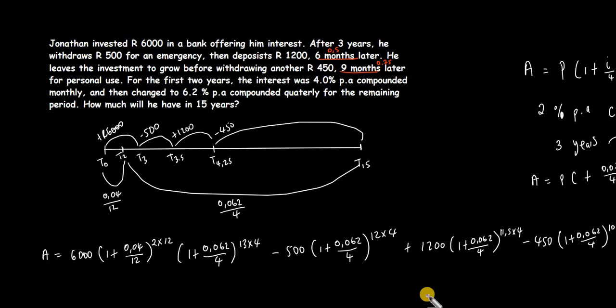And then plus 1,200 into 1 plus 0.062 over 4, and then you say 11.5 times 4, then minus 450 into 1 plus 0.062 over 4 to the power 10.75 times 4. So that gives you a final answer of how much?